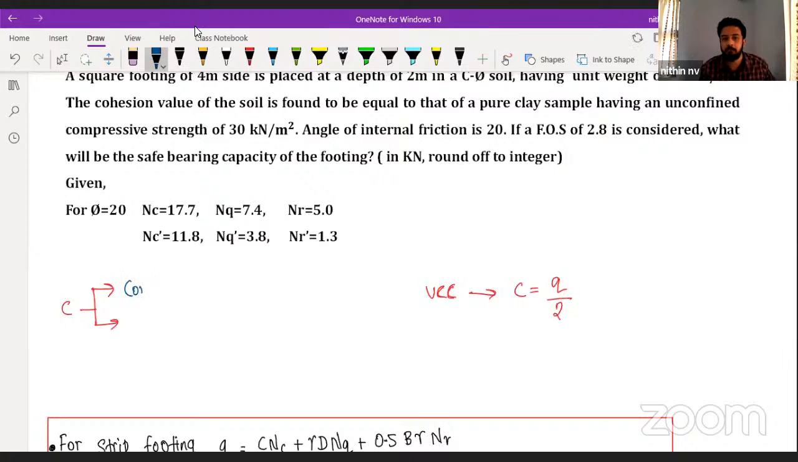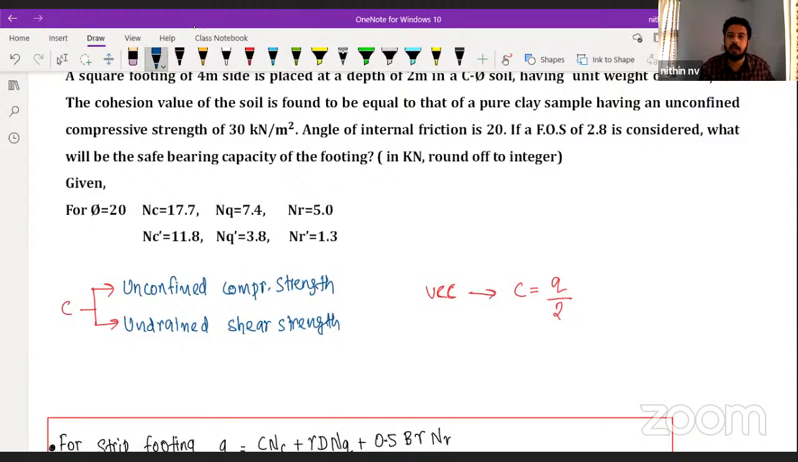Sometimes they will give you the unconfined compressive strength in the equation. This is what we get from a UCC test. Sometimes they will give undrained shear strength. If they are giving these two, what will you do? The c value is equal to the unconfined compressive strength divided by 2, and it is equal to the undrained shear strength. This is very important to note down.